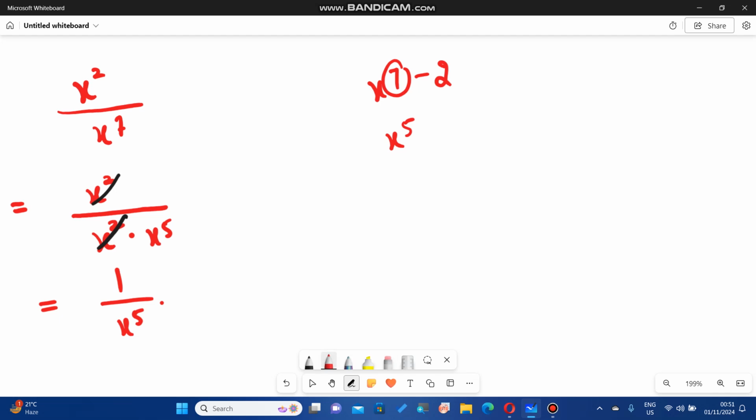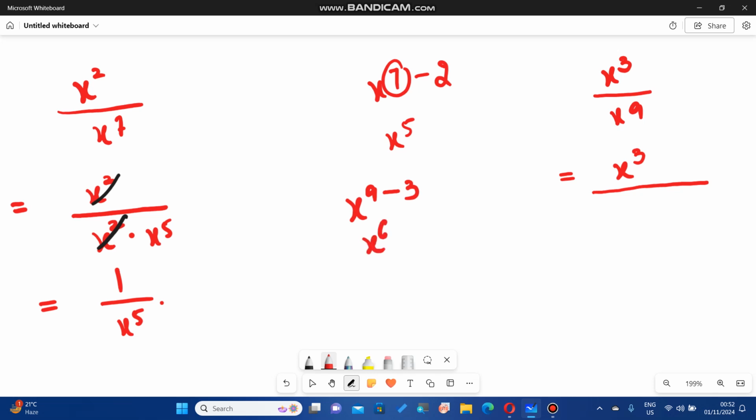Let's say we have x cubed divided by x to the power 9. We want to cancel this, okay? We're going to write x cubed in the numerator. Now we know that we can only cancel the term x cubed. We want to split x to the power 9. What is the term that we are going to cancel? X to the power 3. We can subtract 3 from 9. What are we left with? x to the power 6. We can write x cubed times x to the power 6. We can easily cancel x cubed from x cubed. What are we left with? We are left with 1 divided by x to the power 6.